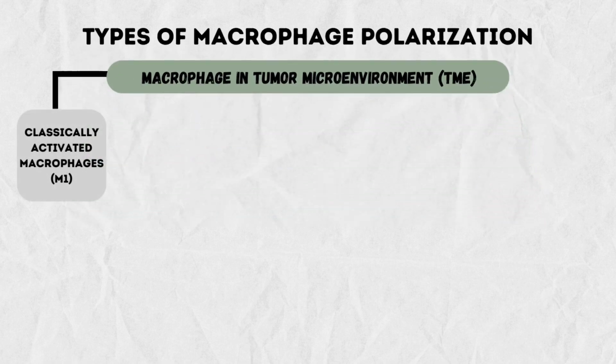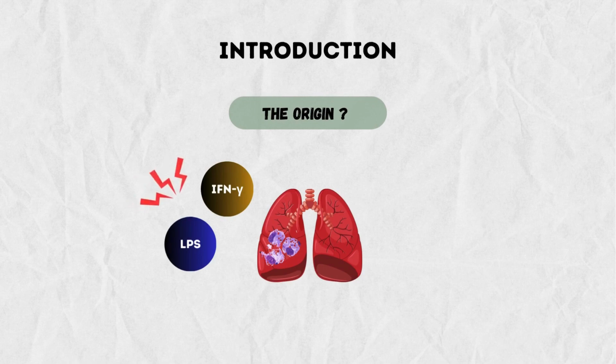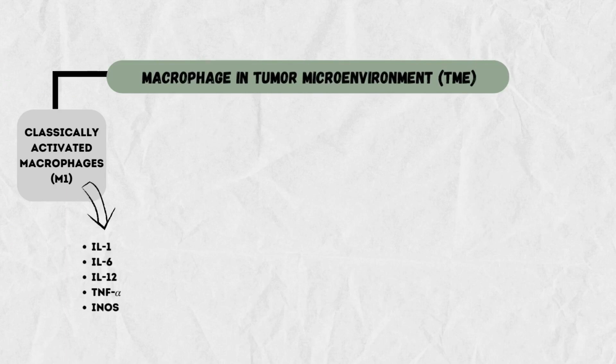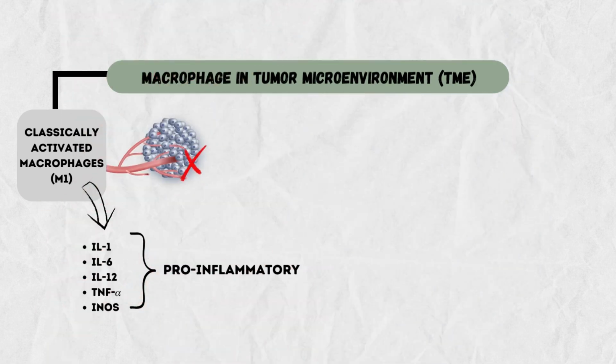We look at the classically activated macrophage, or what we call M1. M1 is stimulated by factors like interferon gamma, IFNG, and lipopolysaccharide, LPS. The M1 subunit can be characterized by the release of interleukin 1, 6, 12, tumor necrosis factor alpha, and inducible nitric oxide synthase. These are examples of pro-inflammatory cytokines that inhibit tumor progression or eliminate cancer cells.